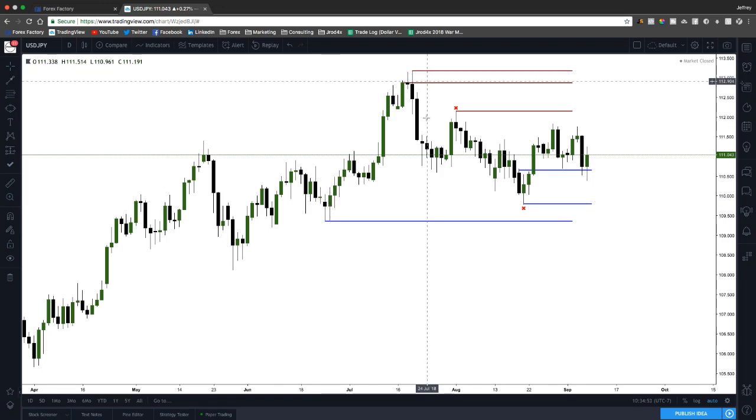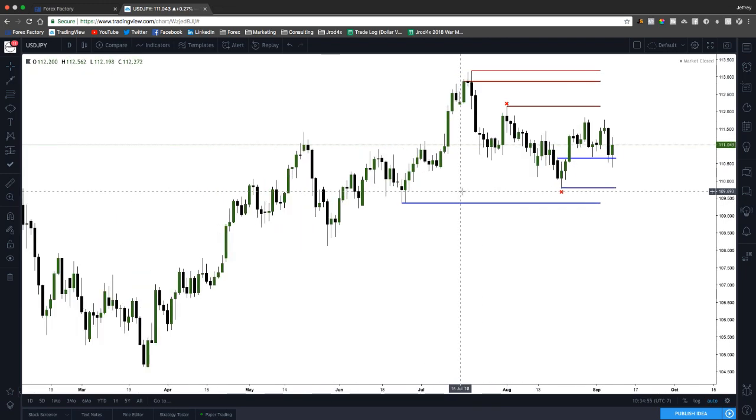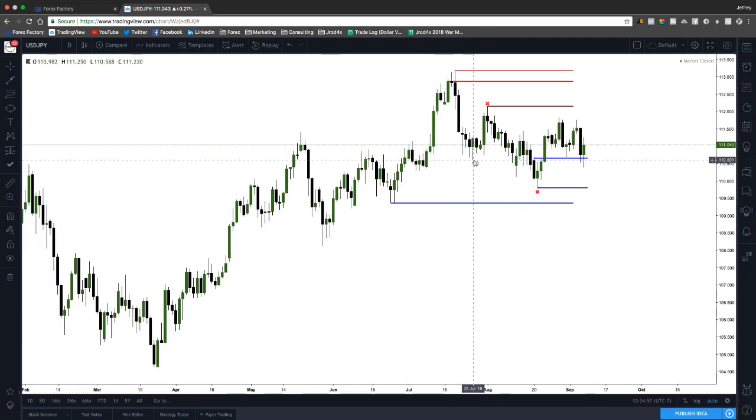Okay, dollar yen, this thing has been doing a bunch of nothing in my opinion. We've just been consolidating for a while now, so the good thing about this is, it's going to lead to some big moves. So dollar yen, I think, will have some explosive moves, whether that be to the downside or to the upside in the next coming weeks, because we've been in such a big consolidation.